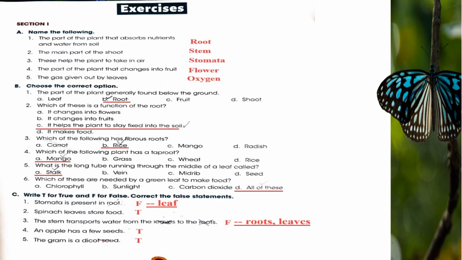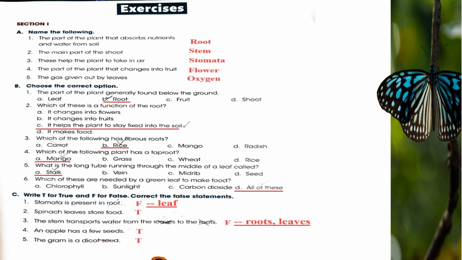Third, which of the following has fibrous roots? Options are carrot, rice, mango, and radish. Correct answer is B. Rice. Rice has fibrous roots.